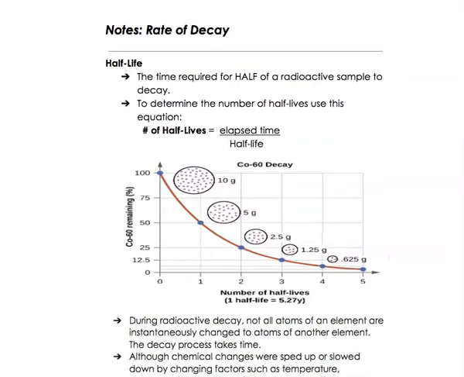Right, hello everybody. So this is the lesson on rate of decay. We learned in the previous lesson that there are various types of decay, and decay happens because the nucleus becomes unstable. Now we want to actually monitor how long a sample of radioactive material is going to last. That is what we are studying now.